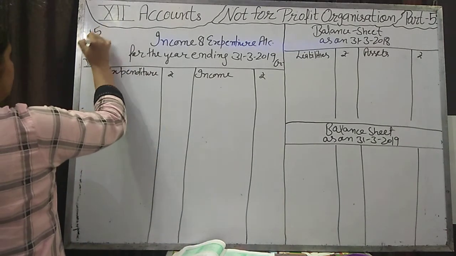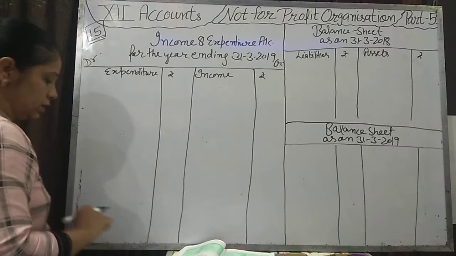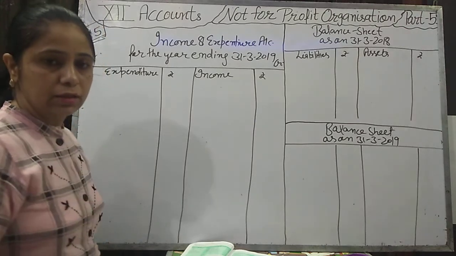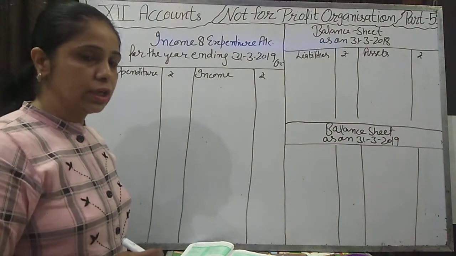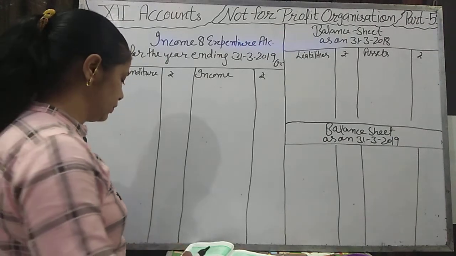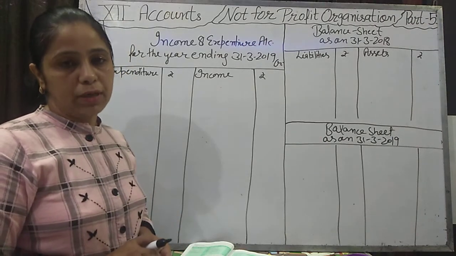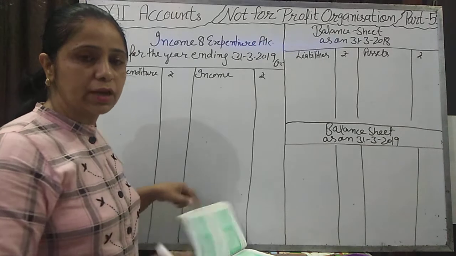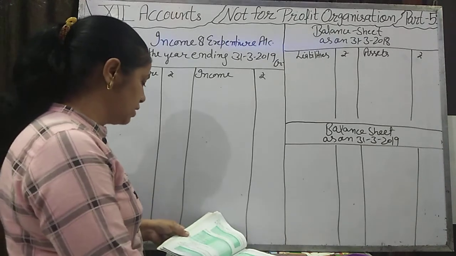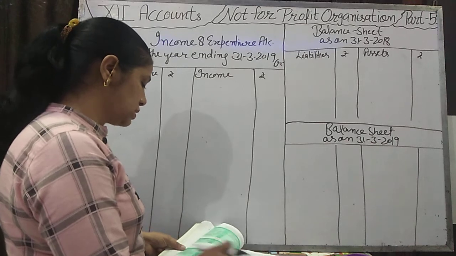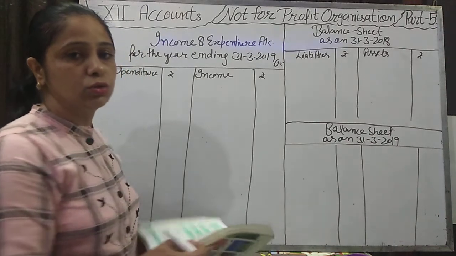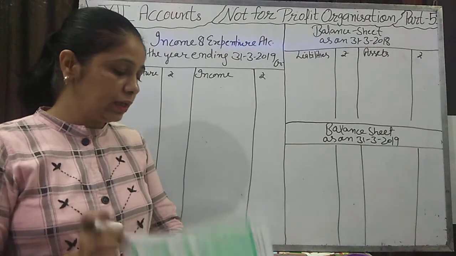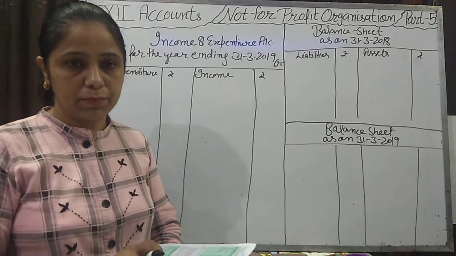Illustration 15. We will do illustration 15, in which Queen Club Kolkata. You can see the question in your book. In the question we are given the receipt and payment account. In the receipt side all the receipts will be shown, and in the payment side all the payments are given to us. These receipts and payments are related to previous year, current year and next year. These 3 years' receipts and payments are given to us in the receipt and payment account.